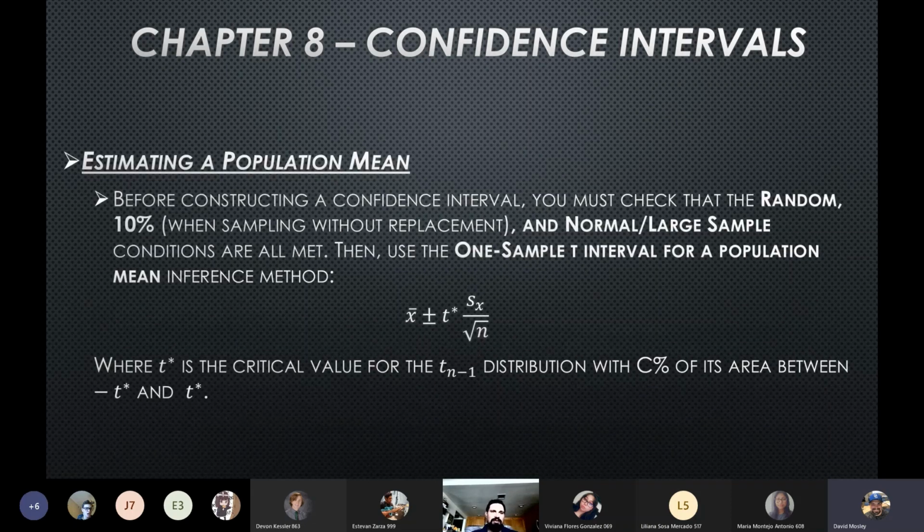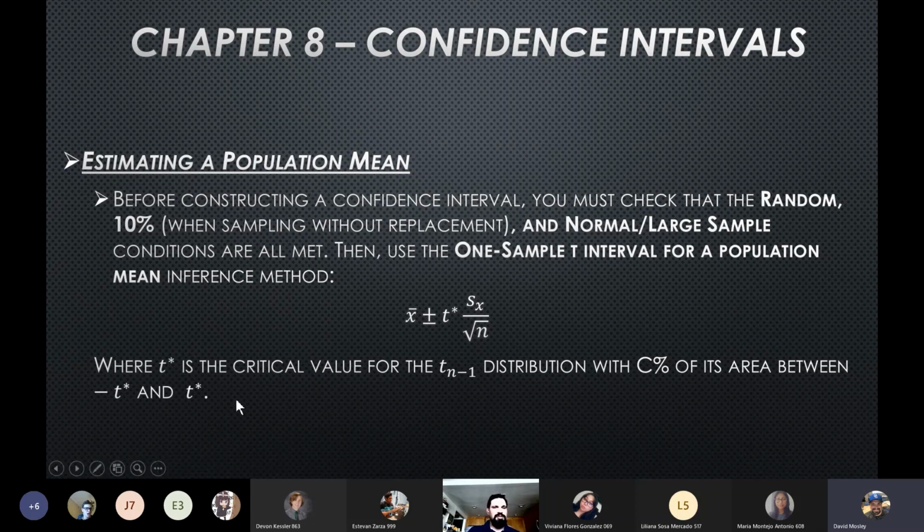Estimating a population mean. Before constructing a confidence interval for estimating a population mean, you must check that the random, 10% sampling without replacement, and normal large sample conditions are all met. Then you use the one sample t interval for a population mean inference method. This is x bar plus or minus t star times the standard deviation of the sample divided by the square root of n.